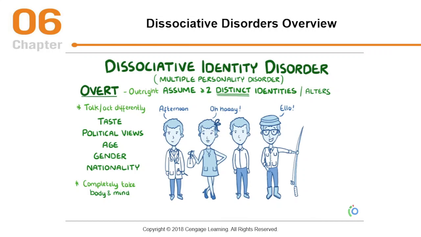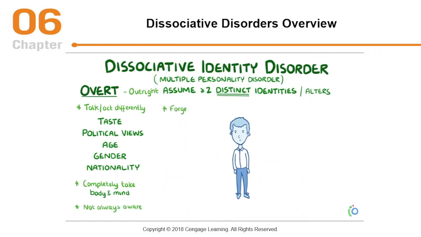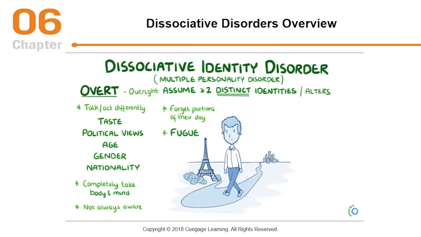Those with overt dissociative identity disorder aren't always aware that this is happening, and may report forgetting whole portions of their day. They may find groceries that they can't recall buying, or discover injuries to their body that they can't recall getting. And it's not unusual for some people to have a period of fugue and suddenly find themselves in a different town or city.